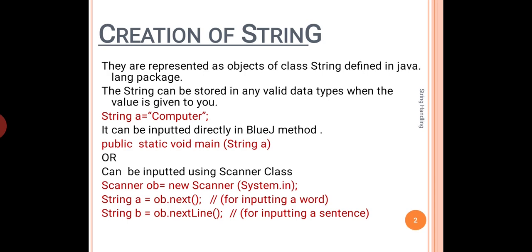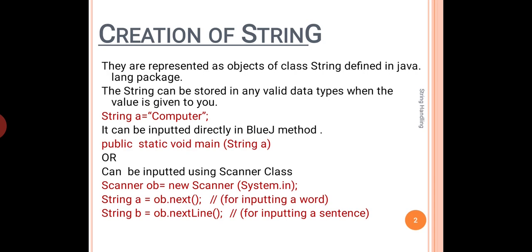The creation of the string is done either by storing the string, as you can see in the example given here. String a is equal to "computer". We can just take a simple string and close it within double quotation marks and store it into a given variable like a, or it can be inputted.